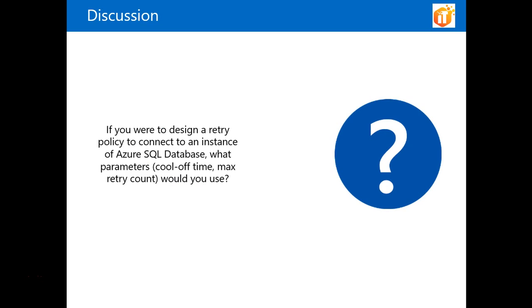The question that you need to discuss is, if you were to design a retry policy to connect to an instance of Azure SQL database, what parameters like cool-off time and max retry count would you use? So think about it and come up with an answer.